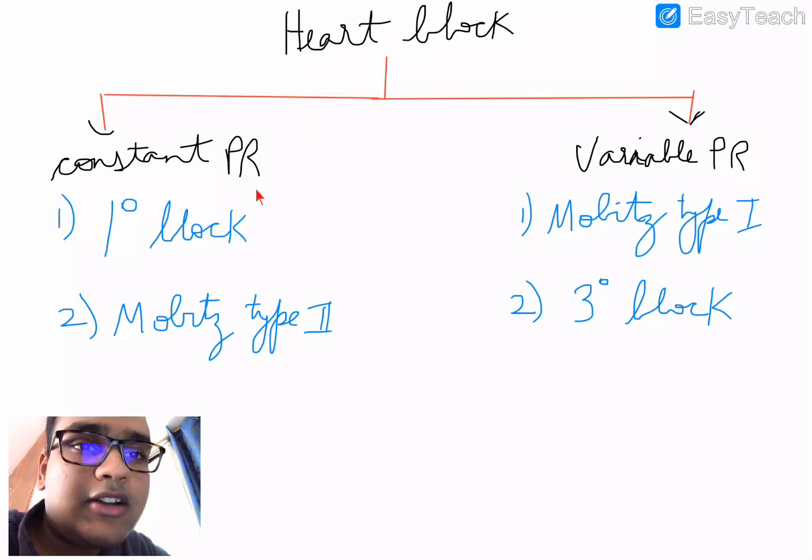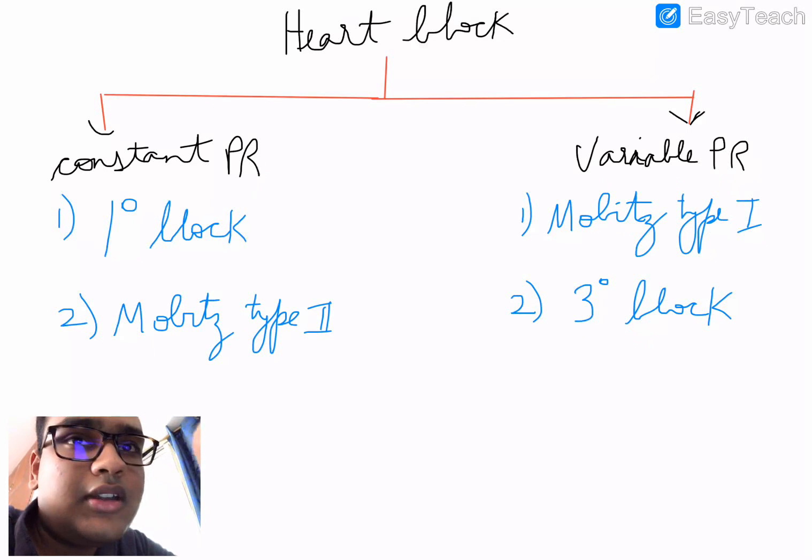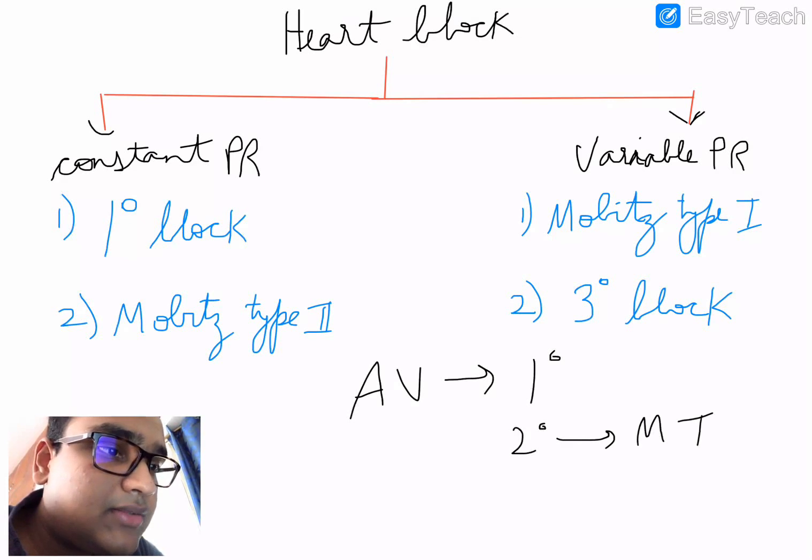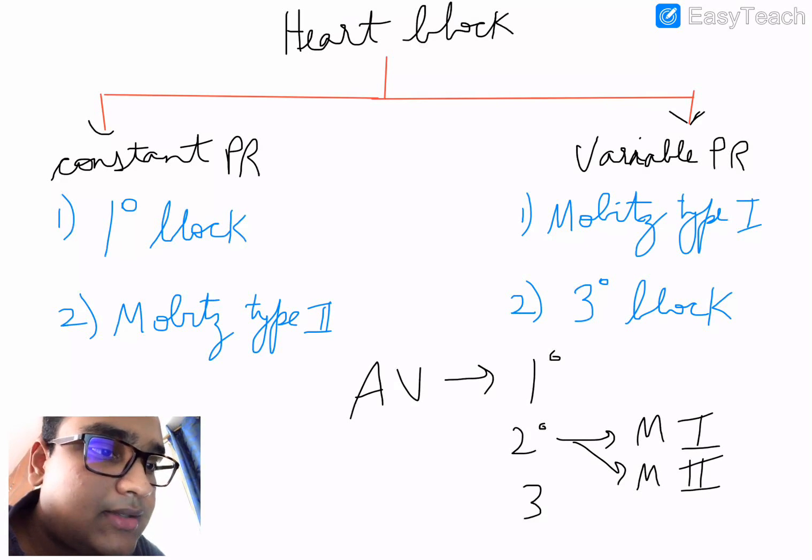In a constant PR interval heart block, there is first degree heart block and second degree type 2 heart block. In variable PR interval heart block, there is second degree type 1 heart block, which is Mobitz type 1, and third degree heart block. So if you see broadly, AV blocks are divided into first degree, second degree which is of 2 types, Mobitz 1 and Mobitz type 2, and third degree. Third degree is a complete heart block.